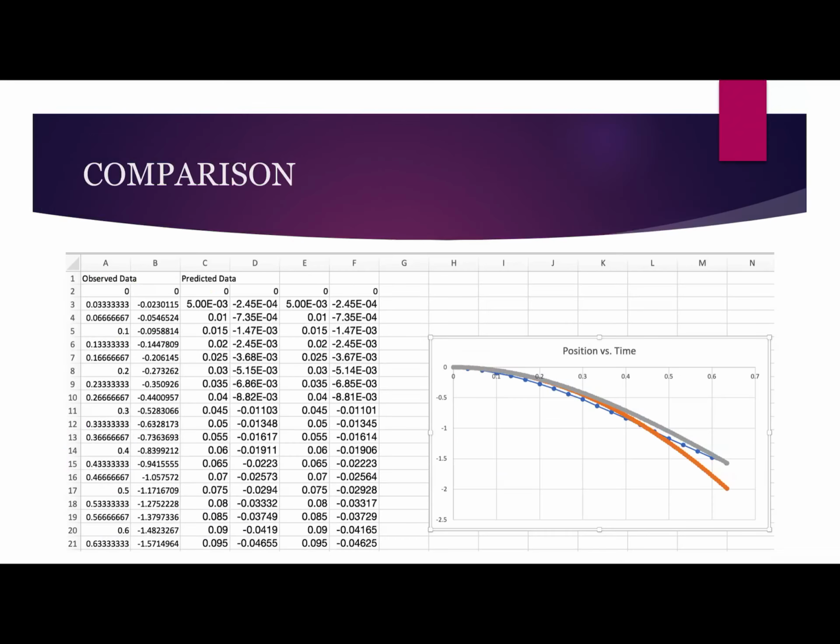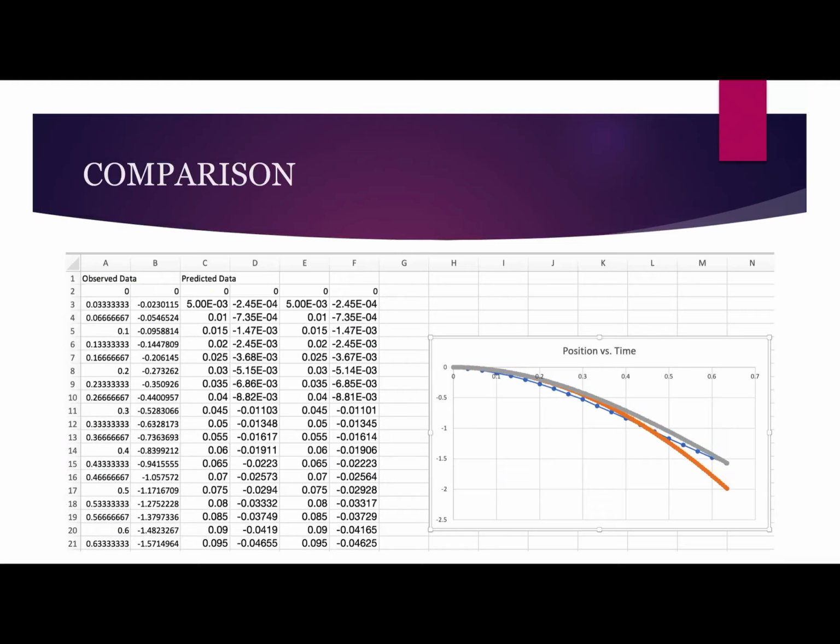And finally, I compared the three sets of data by plotting them in the same graph. The blue dot line represents the observed data. The orange line is the one that only includes the gravity force, and the gray line is the one that includes both the gravity force and the drag force. So we can see from this graph that the model that only includes gravity force has a large deviation from the actual data.